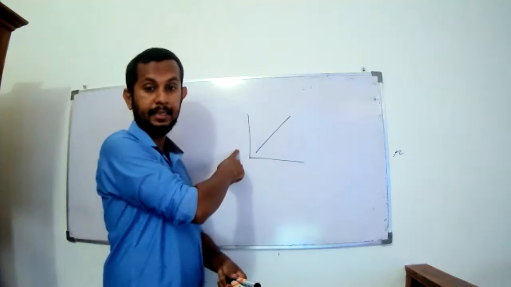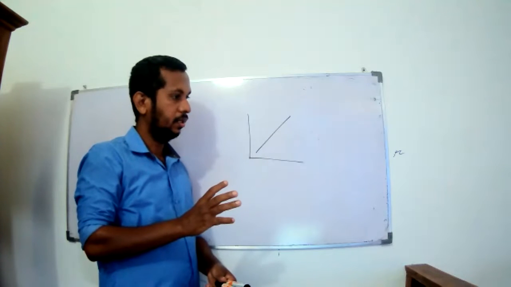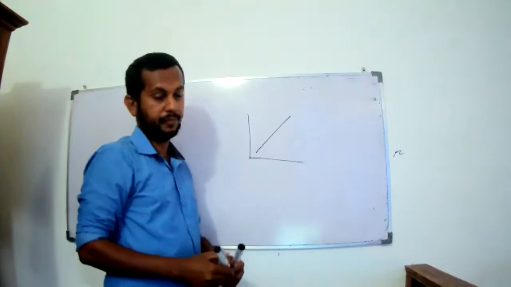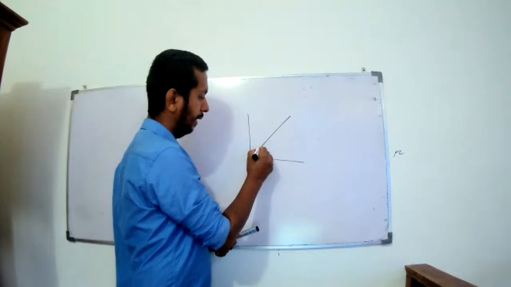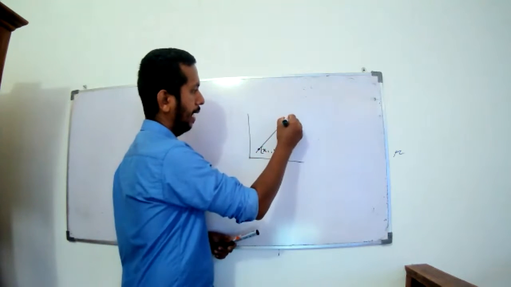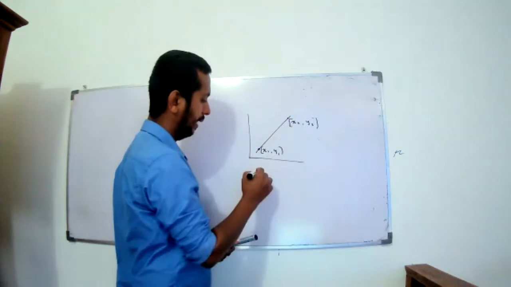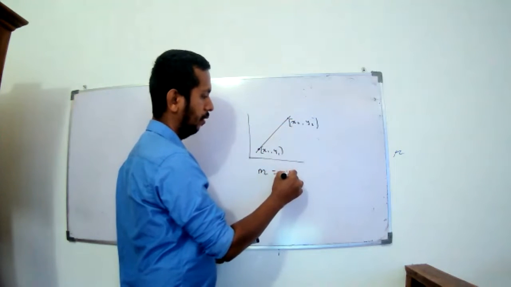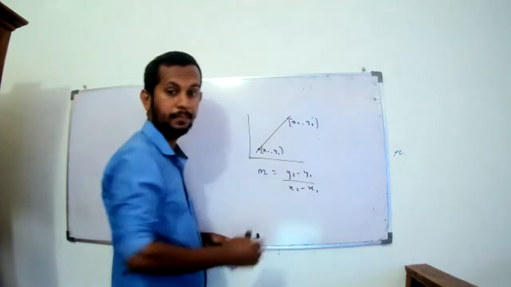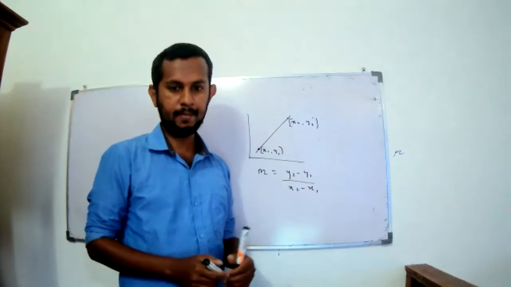We already learned such kind of graph in our O levels. So how can we calculate the gradient of the graph? If I consider 2 points like x1, y1 and x2, y2, so you know gradient is what? Y2 minus y1 over x2 minus x1. We already know those things, right?